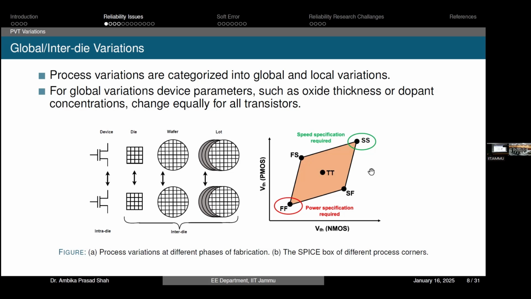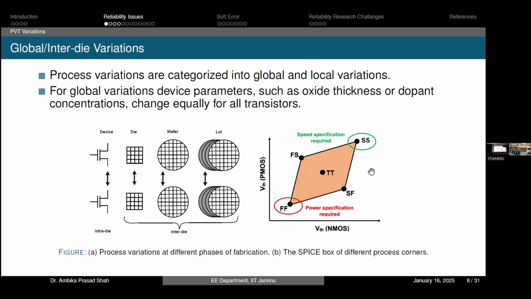So there are other possibilities. You can check your circuit performance at other corners as well, but the more important corners are the slow and the fast process corners. If your circuit is working well in terms of delay and power, that's perfectly fine.